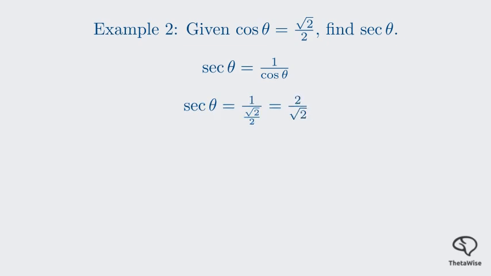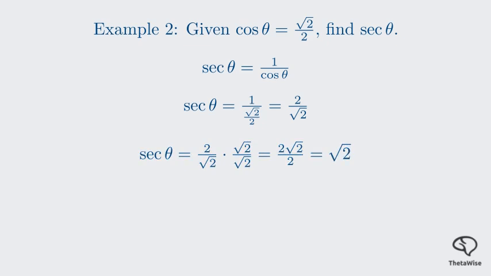In mathematics, we prefer not to have a square root in the denominator, so we'll rationalize it. This just means multiplying the numerator and denominator by the square root of 2. When we do that, we get 2 times the square root of 2 in the numerator, and the square root of 2 times itself, which is 2, in the denominator. The 2's cancel out, leaving us with just the square root of 2.